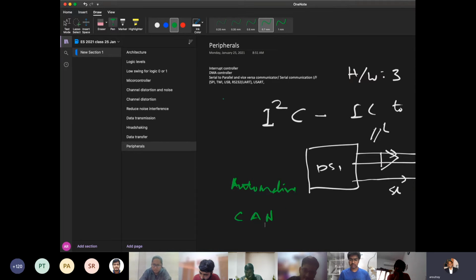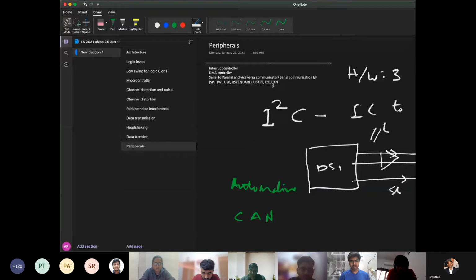Then you have got, what are the other peripherals? You see the thing and tell, Arif Javed, you tell me what are the other peripherals. Just look at the diagram and tell me. Apart from serial and parallel communication. Parallel communication peripherals are not there. So what are the parallel communication peripherals?